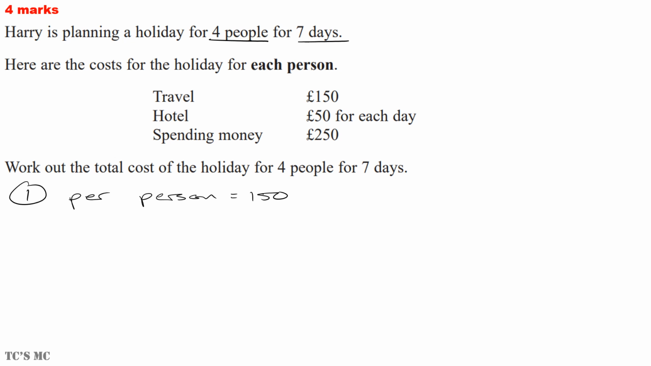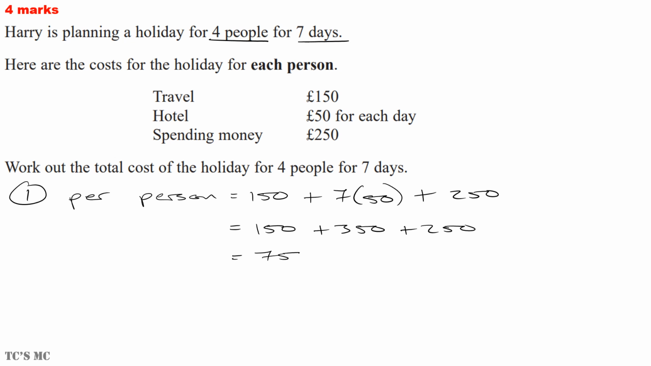They spend £50 each day, so that is 7 multiplied by 50, and that's my first mark. Add on the spending money, that's 250. So adding up all of that together will get me my second mark. That is 150, add 350, add 250, and that gets me 750. So now I have 2 marks. It says then work out the total cost. The total cost for all 4 people would be 750 multiplied by 4, and that's my third mark.